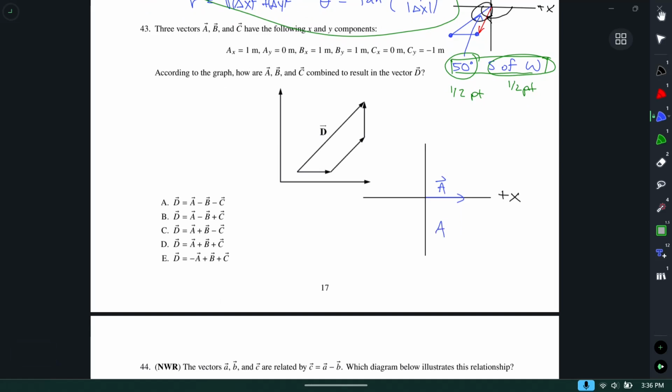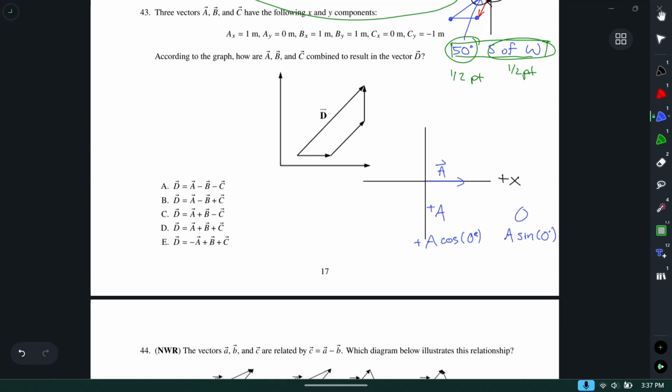I could, if I didn't just say, oh, it's all A in the x and none of it in the y, be a little bit more extra about it and say, well, that vector makes an angle of 0 degrees with the x-axis. So my x component is A cosine 0, and my y component is A sine 0. Cosine of 0 is 1, sine of 0 is 0. So I get that my component is A, and then 0 for the y component. I just skipped that step because it's obvious from the picture. Does that make sense?